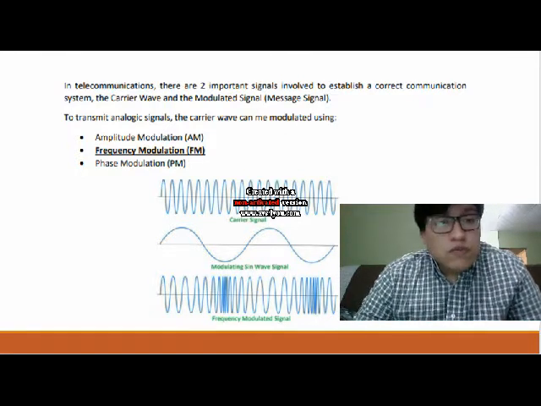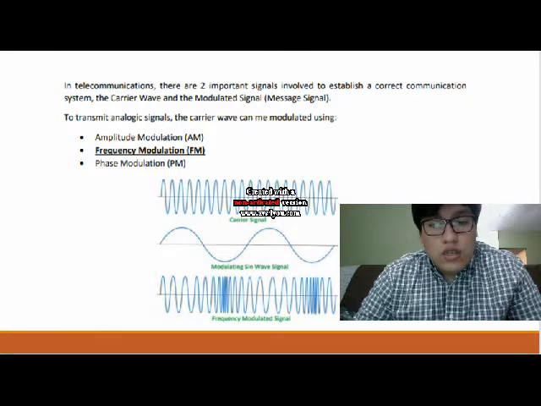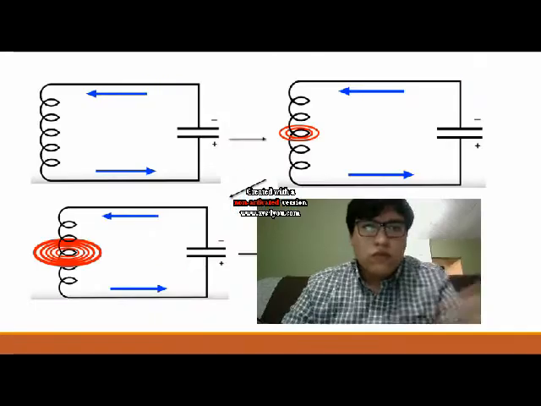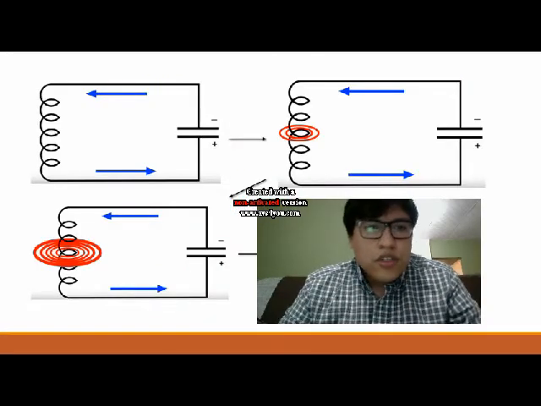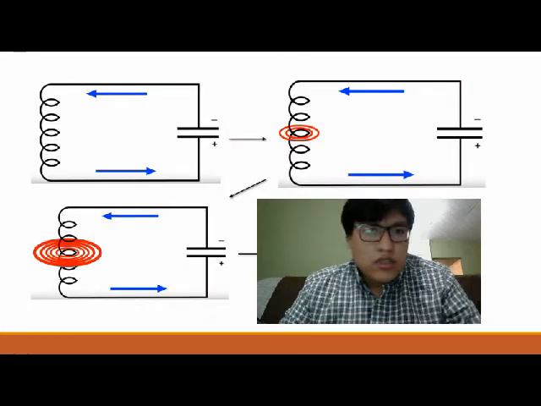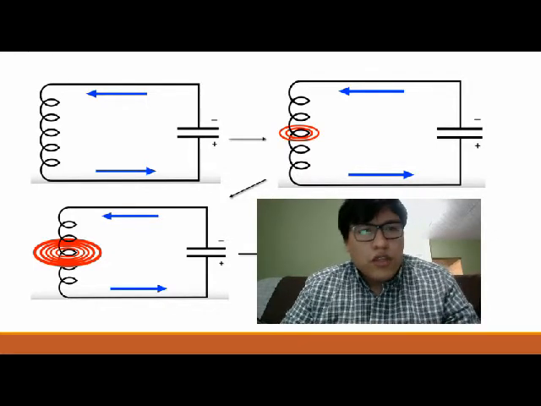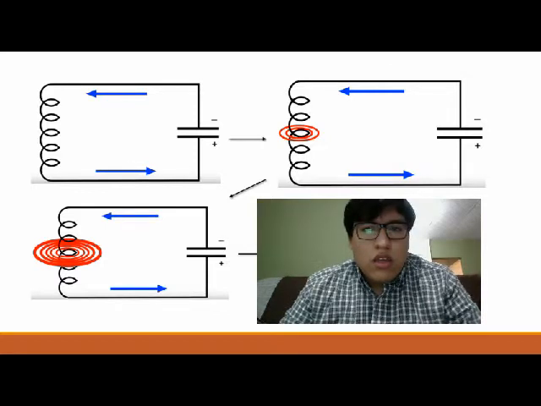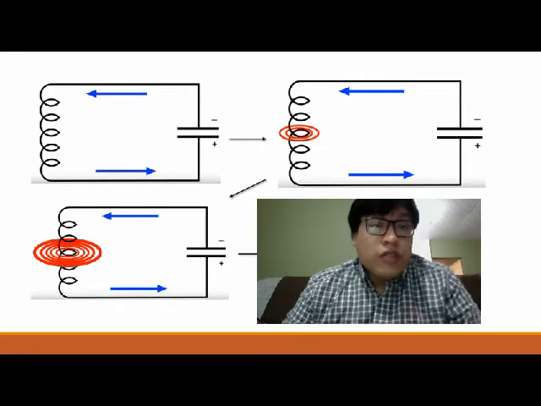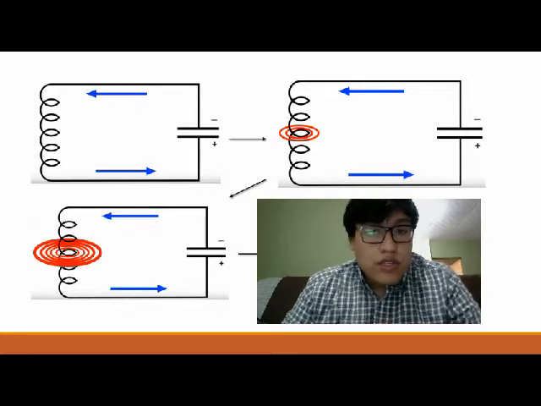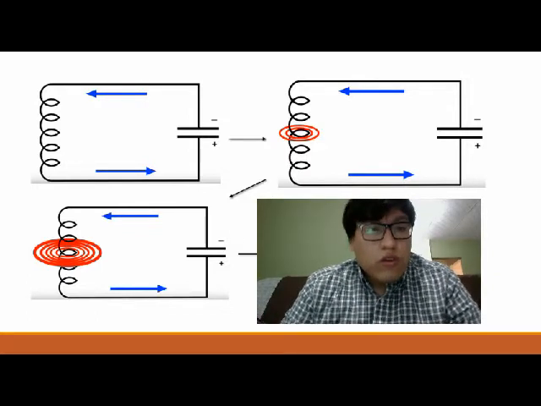The picture shows an example of FM modulation. In the picture shown above, we have a basic tank circuit. Here we can see an inductor on the left and a capacitor on the right. The blue arrows show the current direction and the moment. So here we have that the capacitor is discharging electrons through the inductor.